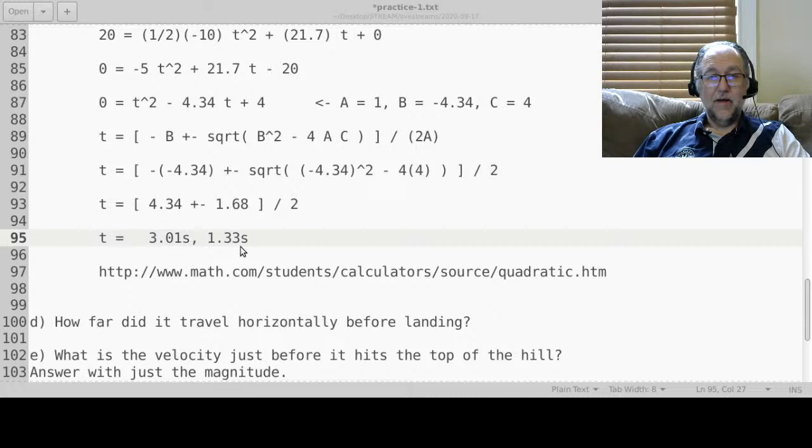So I'm going to interpret that for you, okay? And to do that, let me go back to the diagram.